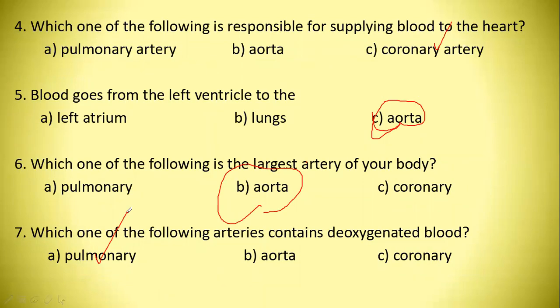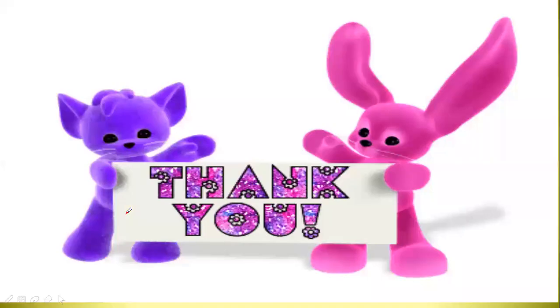Which one of the following is responsible for supplying blood to the heart? Coronary artery. Blood goes from the left ventricle to the dash: aorta. Question number 5. Blood goes from the left atrium to the dash: aorta. Which one of the following is the largest artery of your body? Aorta. Which one of the following arteries contain deoxygenated blood? Pulmonary.